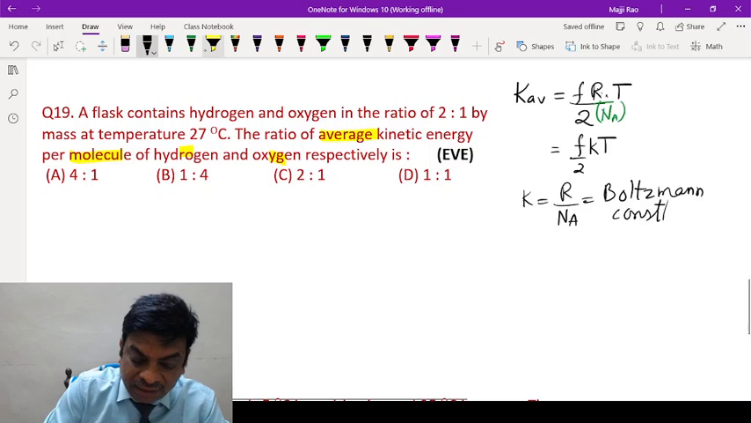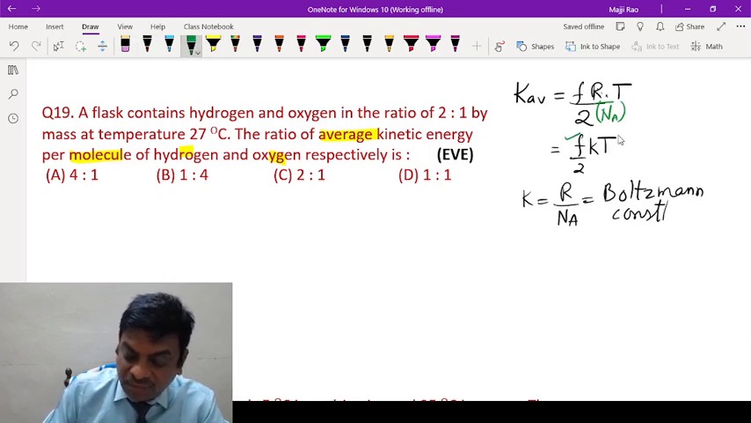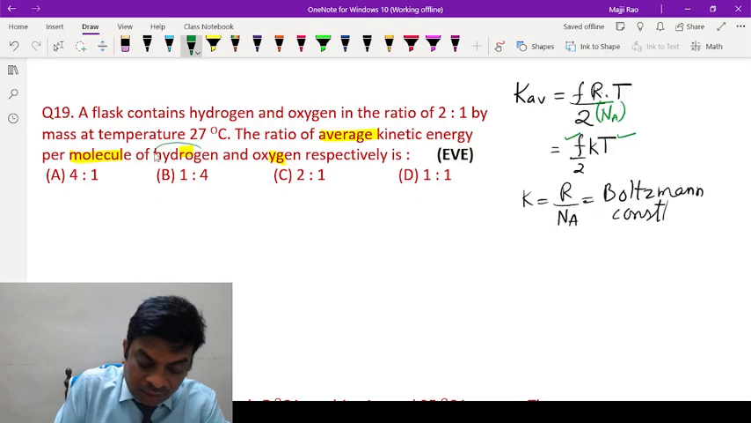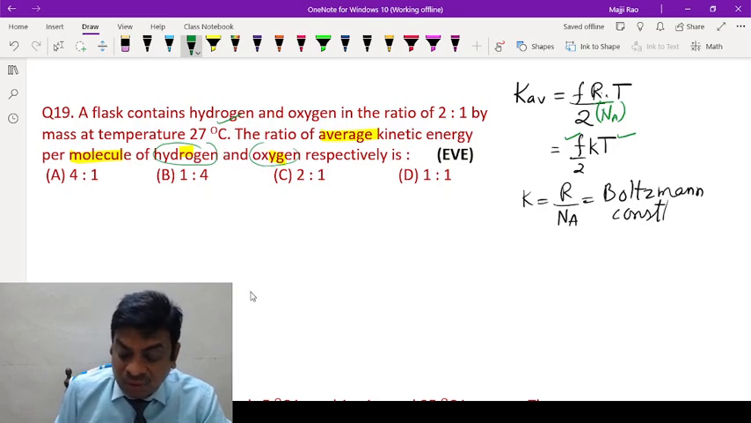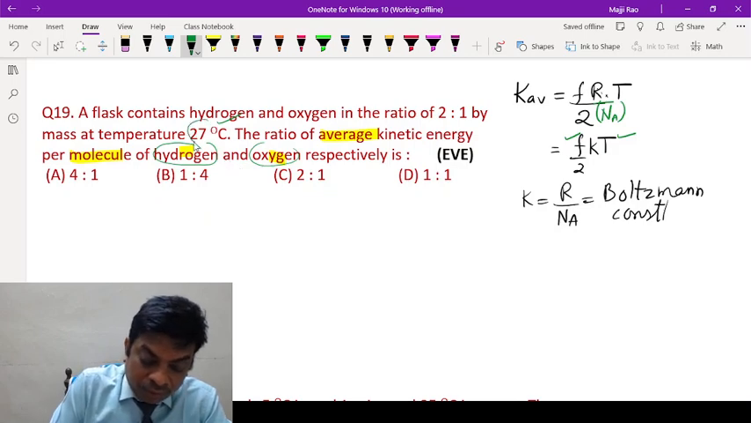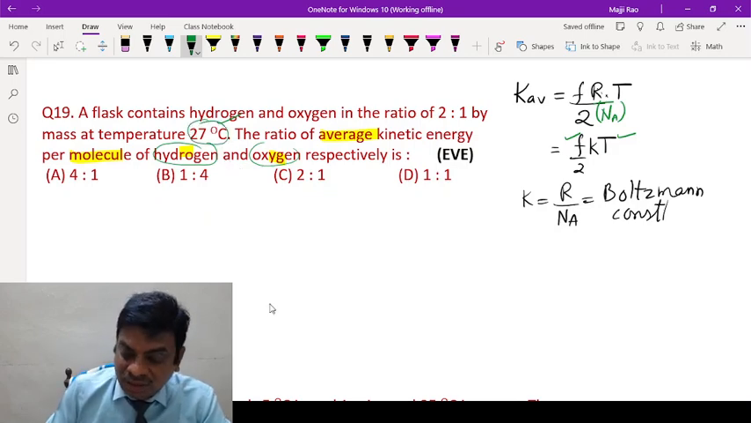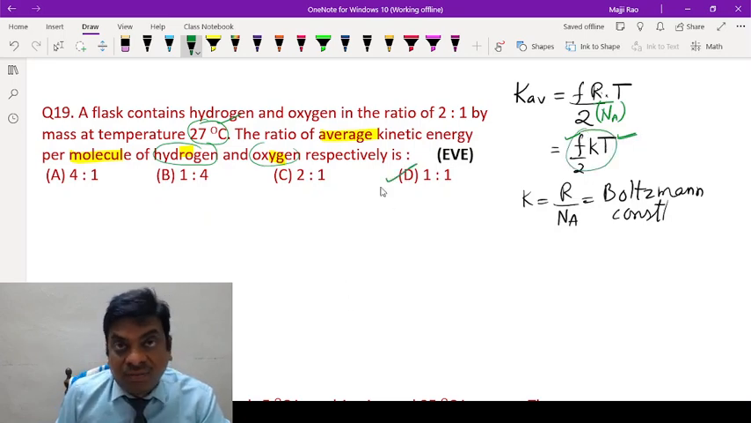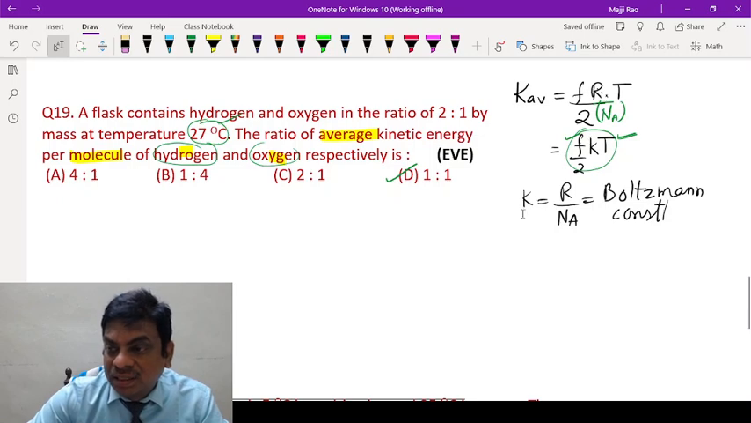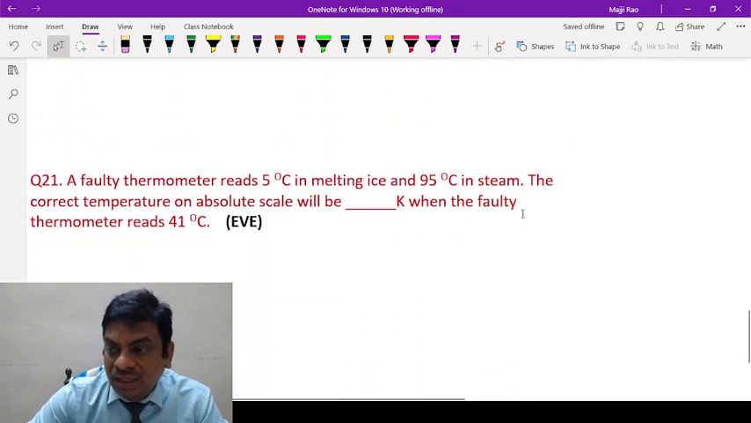So the average kinetic energy will depend on two things, that is degrees of freedom and the temperature. Since both are diatomic gases and temperature is not too high, 27 degrees Celsius is not too high, the degrees of freedom will be 5 each. So f is same for both. Also, both are at the same temperature, namely 27 degrees Celsius. So T is also same. That means they have the same kinetic energy regardless of their nature. Even though both are different, both are diatomic gases and both are at same temperature. So they'll have the same kinetic energy per molecule. Moving on to the next question.